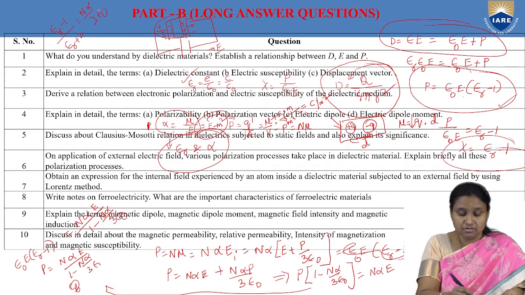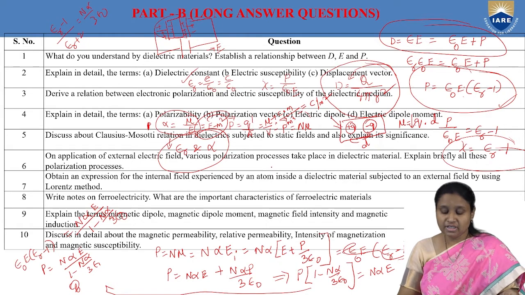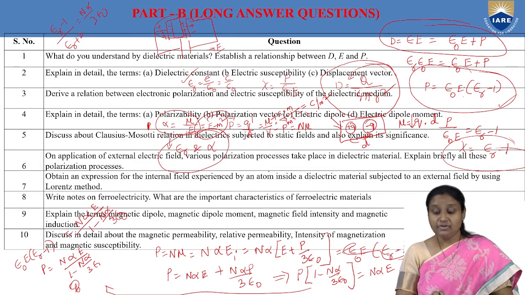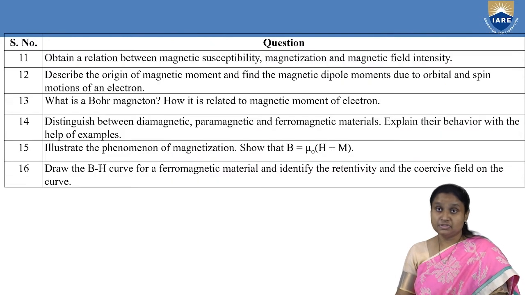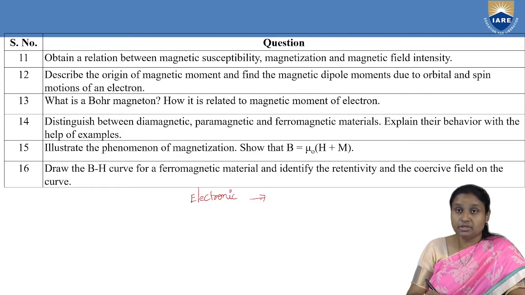Then the next question: on application of an external electric field, various polarizations take place, and we have to explain those different polarization processes. So first we have electronic polarization. So what is electronic polarization?